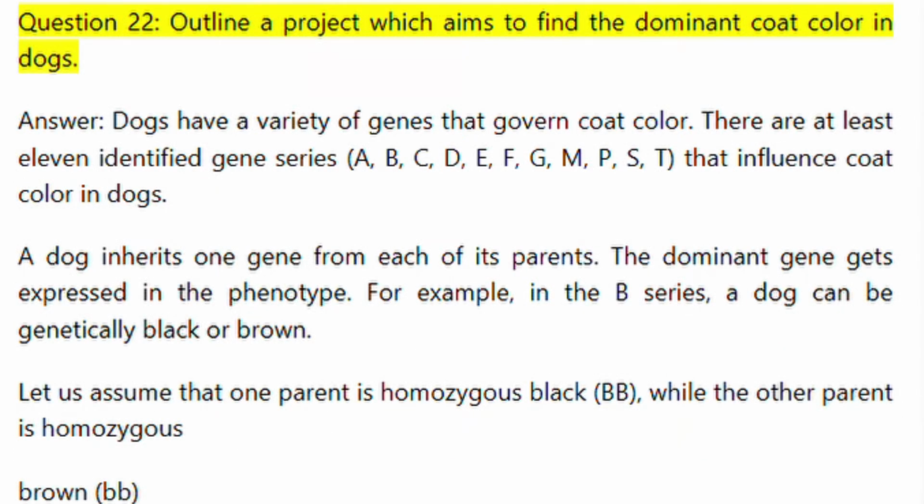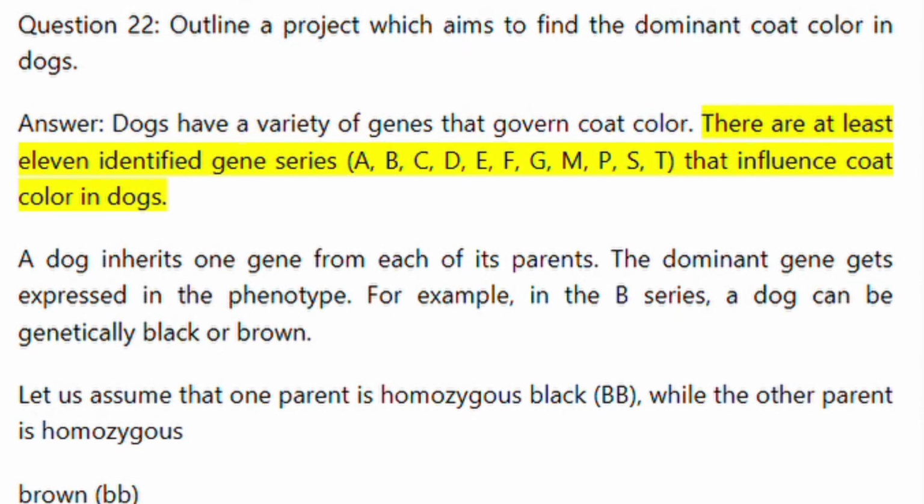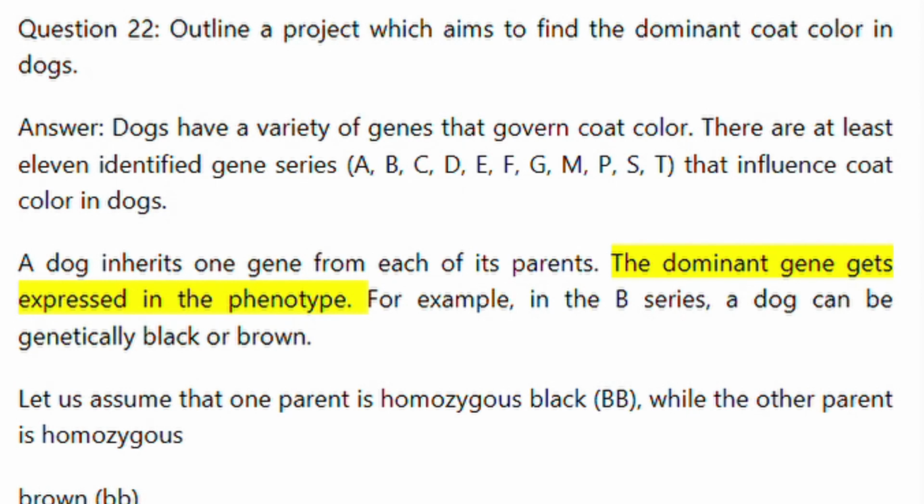Question 22. Outline a project which aims to find the dominant coat color in dogs. Answer. Dogs have a variety of genes that govern coat color. There are at least 11 identified gene series A, B, C, D, E, F, G, M, P, S, T that influence coat color in dogs. A dog inherits one gene from each of its parents. The dominant gene gets expressed in the phenotype.